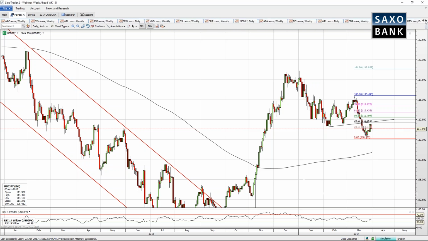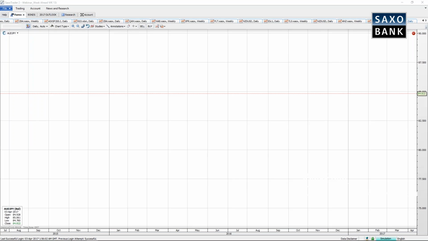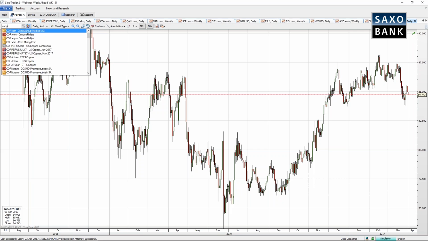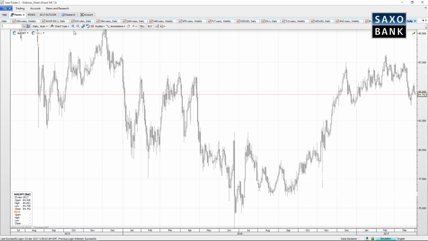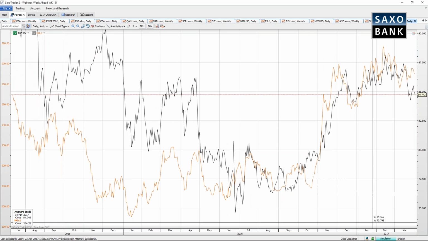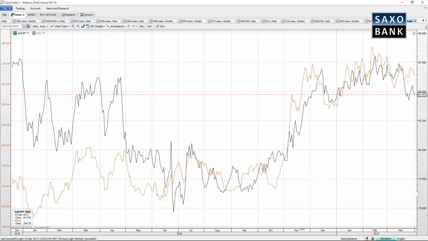Now, talking about risk assets, if we have a look at the Aussie yen, and this is quite a good gauge of risk assets, we can see the huge reversal that the pair suffered off its highs on broad yen strength. Now what I'm going to do is I'm going to do a price overlay to copper. I'm going to change the chart type to a line to minimize the noise.